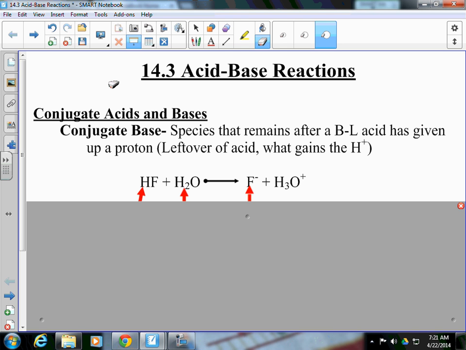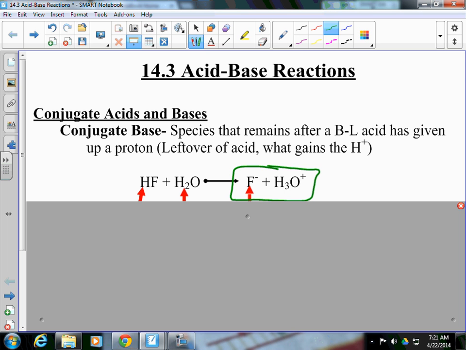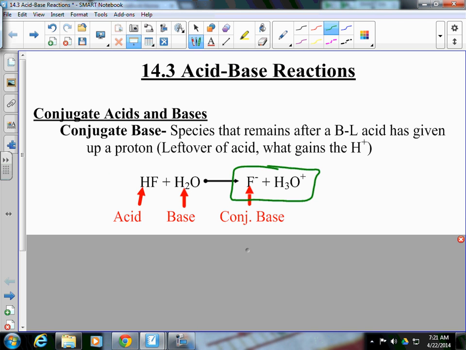So if we look at this example, we have HF, hydrofluoric acid, reacting with water. We know that HF is our acid. Let's look at our two products here. What is the leftover of our acid? Well, HF was what started. Our leftover is F. HF was initially our acid, therefore F is going to be our conjugate base.